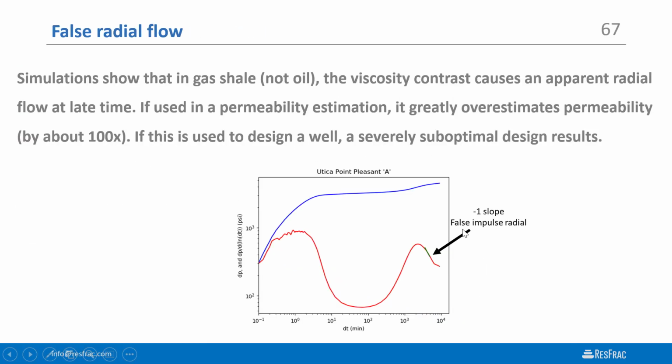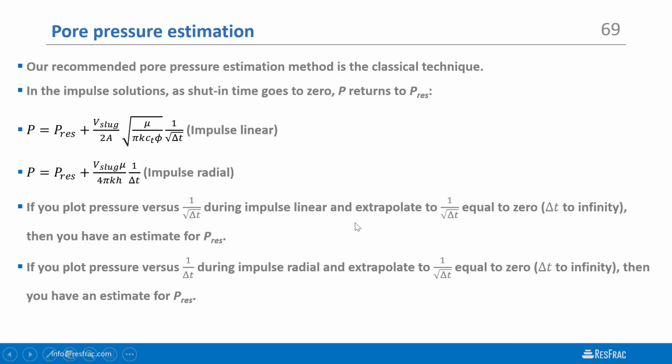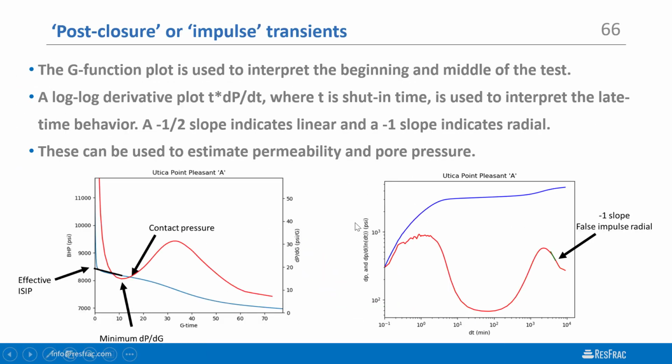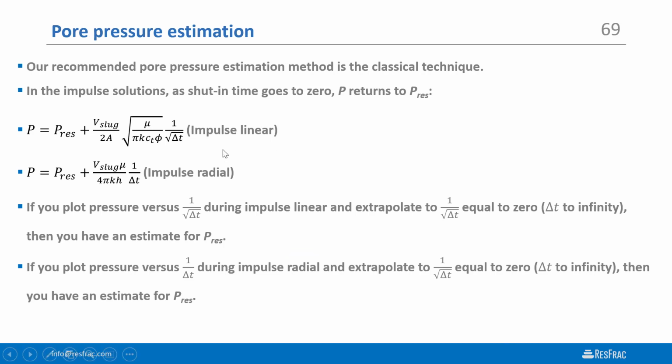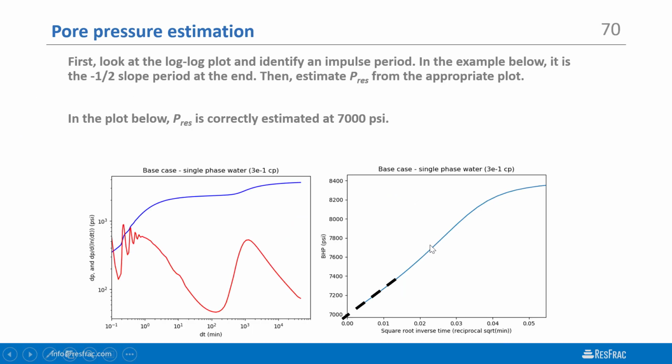I think in a DFIT, it's quite uncommon to see a genuine radial signature. And if you do, it should be a very low volume of injection, like maybe 10 barrels, and the permeability might need to be 500,000 nanodarcies. So if we took, for example, a test that had an impulse linear signature shown as a -1/2 slope on the log-log plot, we could make a plot of pressure versus 1/√time.